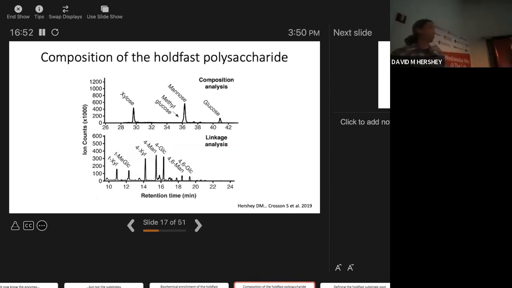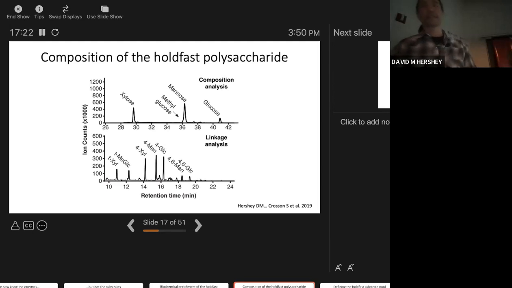Here I'm showing you two sets of data. The first, on the top, is called the composition analysis. Basically we took the material and boiled it in acid to break it up into monosaccharides, and then we analyzed those residues by GC-MS. These are the neutral sugars. So there's xylose, glucose, mannose, and a little bit of methyl glucose. We have to run a different analysis for amino sugars, but we can confirm that N-acetylglucosamine is also present, like we expected. This at the bottom here is called linkage analysis.